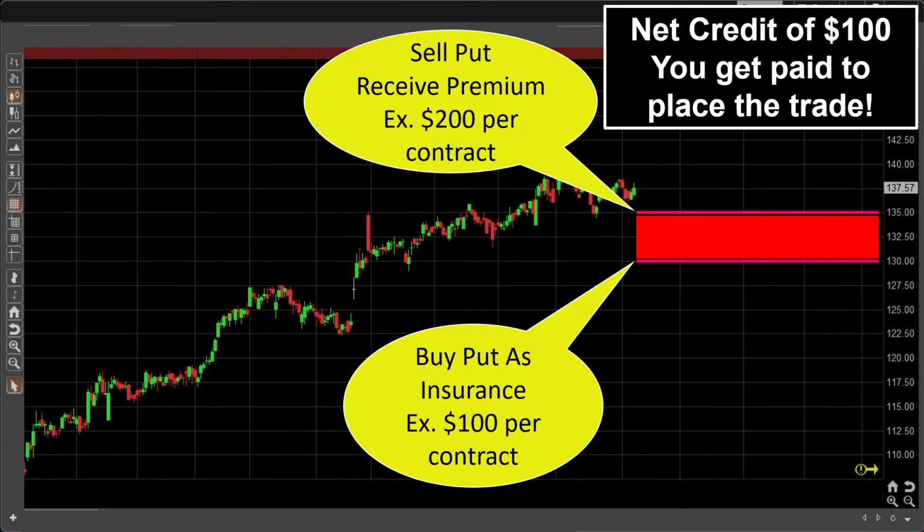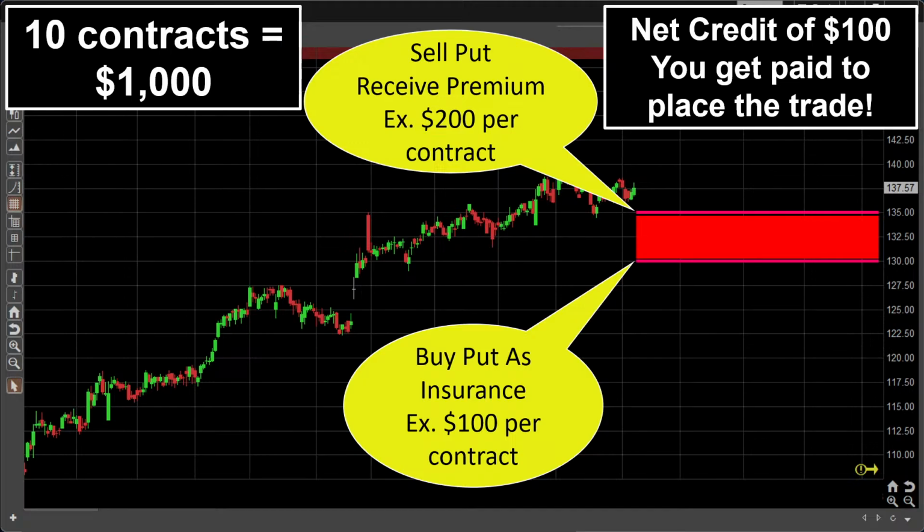That means you're going to get paid $100 to place this trade. No money out of your pocket. If you did it with 10 contracts, you'd get paid $1,000. Okay? Again, you're getting paid here.